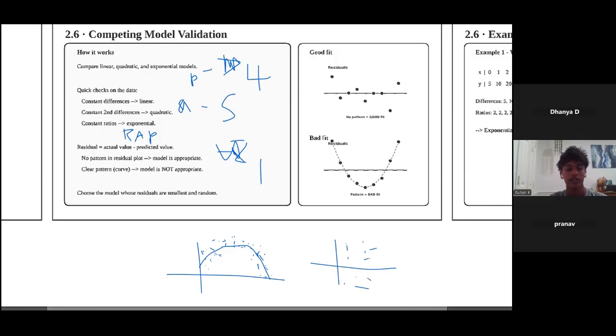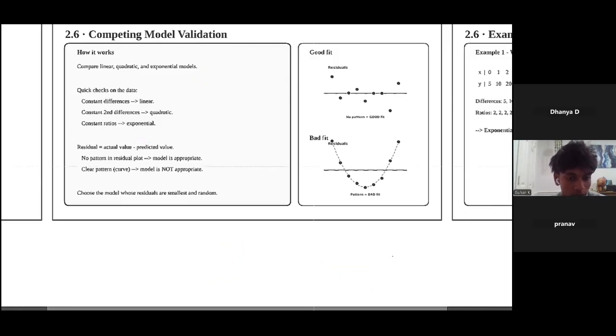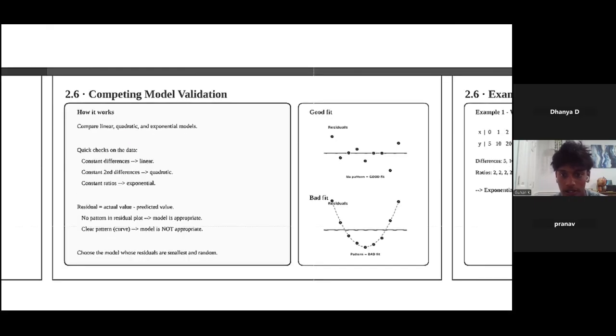Whereas if it was a bad model, let's say the model was like this, then the residuals would go like that. It's not as good. And that's what they're showing here, right? No pattern in the residual plot, model is appropriate; clear pattern, model is not. So here is a good fit of the model, because the residuals look completely random. Here the residuals look like a quadratic. Yeah, it's not gonna work.